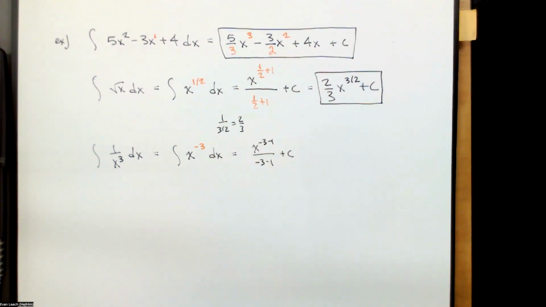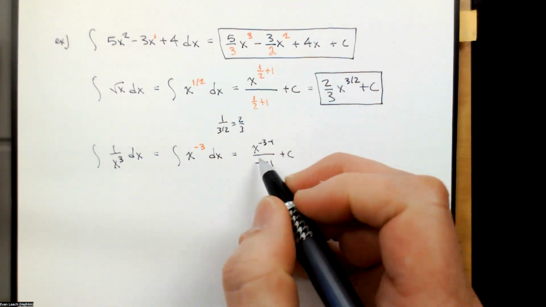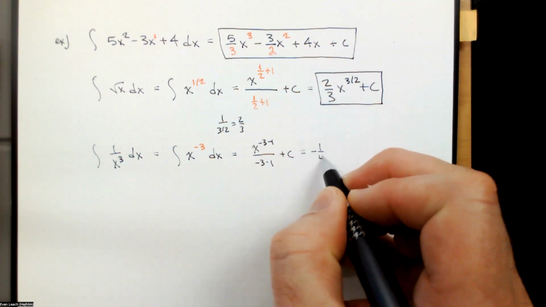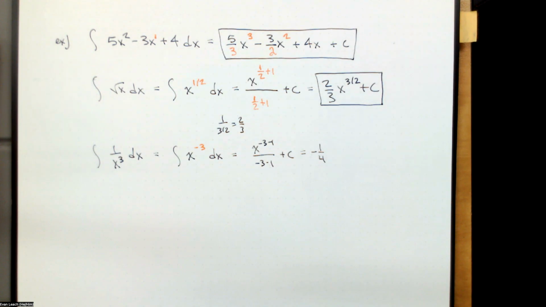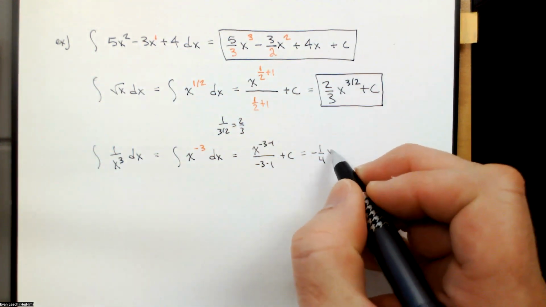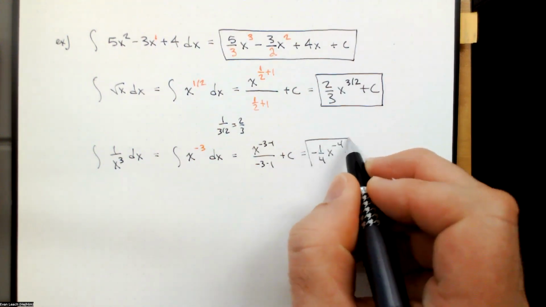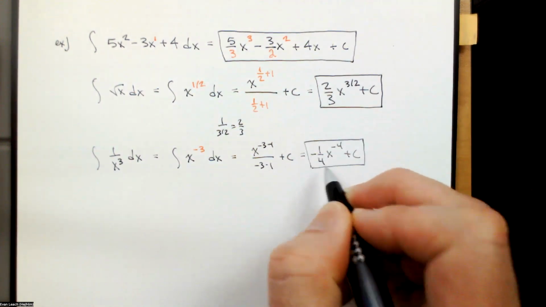Here are your options. Let's just put it this way. We got the coefficient is going to be a -1/4. If you write the coefficient -1/4, then you should write x to the -4. Here's one of your options: -1/4 x to the -4.